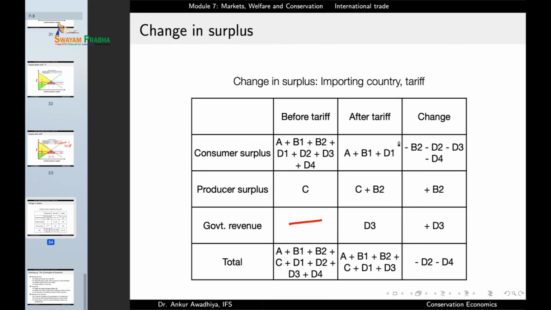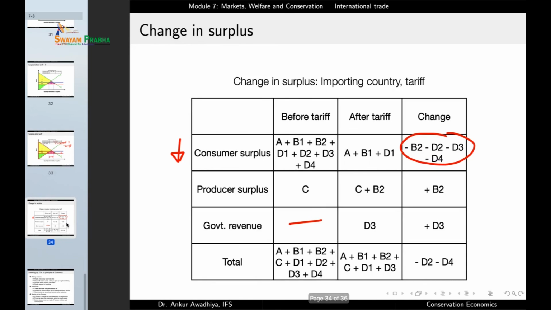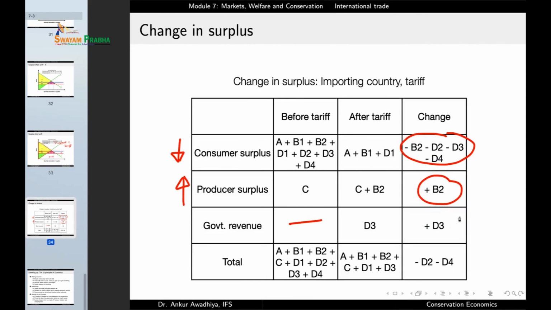The consumer surplus has reduced. This is the amount of reduction. Why? Because the tariff has increased the prices, and the higher the prices, the lower the consumer surplus. The producer surplus has increased. Why? Because the tariff has increased the prices, and the higher the prices, the more the producer surplus. The government revenue has also increased. Earlier it was zero, now it is of some amount. But then what happens to the total surplus?